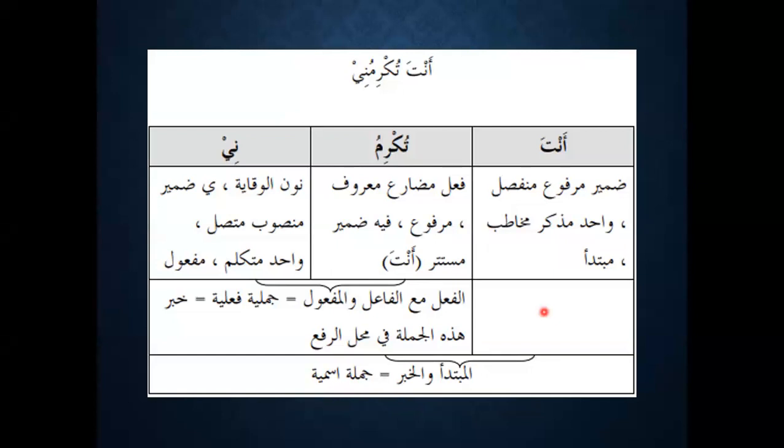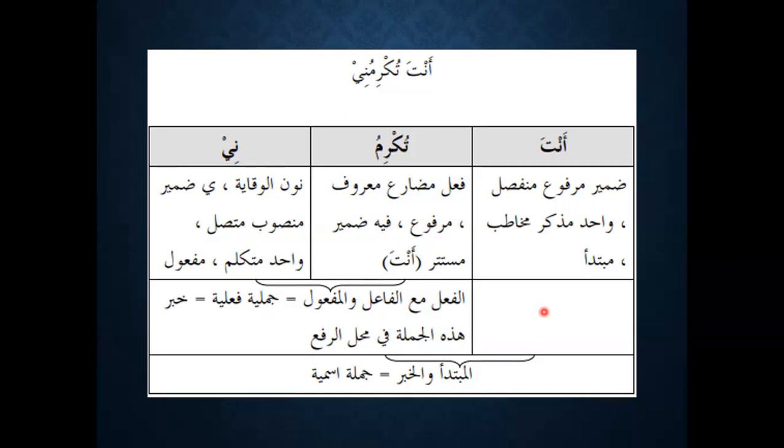أنت تكرمني, some example. So أنت is ضمير مرفوع منفصل, واحد مذكر مخاطب, second person, مبتدأ, it is معرفة. تكرم is فعل مضارع معروف, you honor. مرفوع, why? Because فعل is مرفوع with the ضمير in it. The ضمير is أنت, which is hidden inside تكرم. The ta would tell you that there is a ضمير hidden inside.